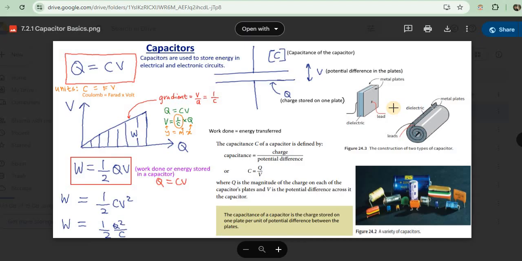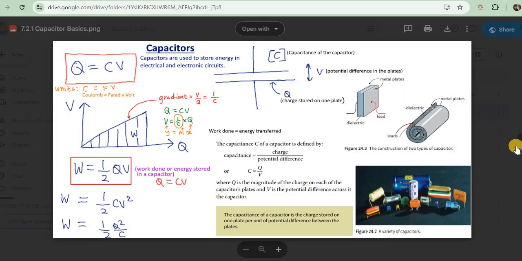So in the capacitor we have two plates, two metal plates, two conductors, and between them we have an insulator which is called a dielectric material. This dielectric material can be air, it can be mica, it's an insulating material. Now charge doesn't flow between the plates of the capacitor. If it flows, then it damages the capacitor.